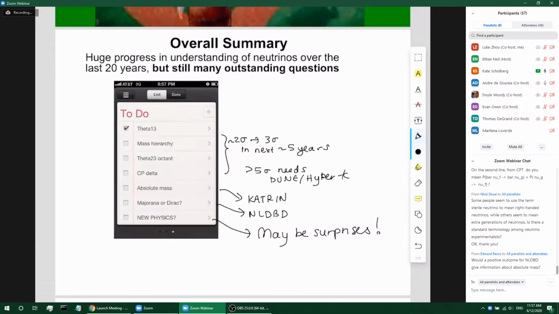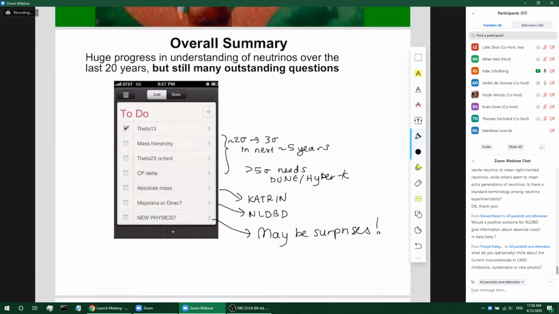Would a positive outcome for NLDBD give information about absolute mass? Yes, some information. The observable of the event rate of neutrinoless double beta decay is an effective mass, that is, absolute masses all folded up with the mixing matrix elements. So at some level, there's mass information in there, but it's not direct. M beta beta, yeah, it's an effective mass.